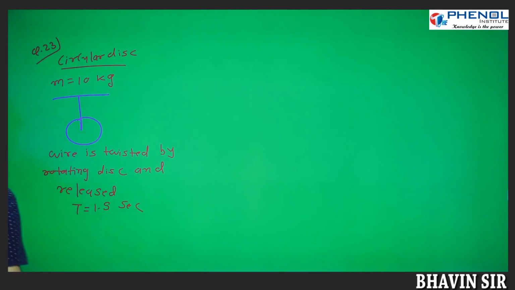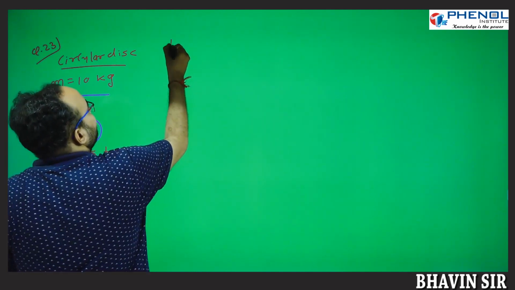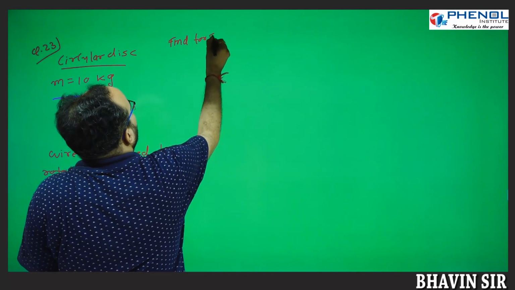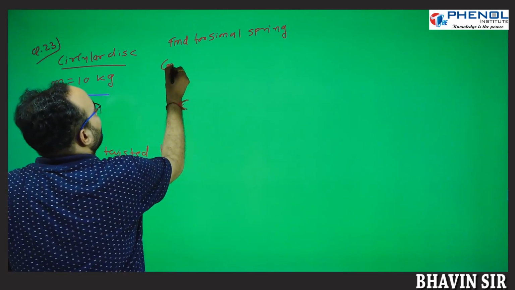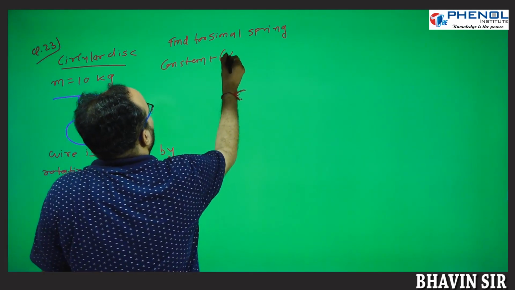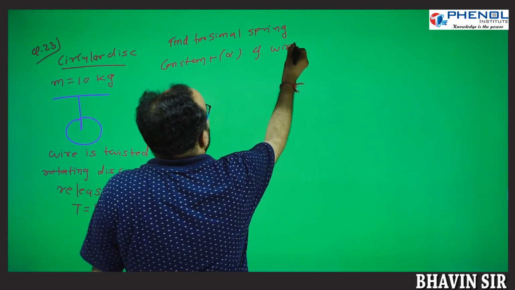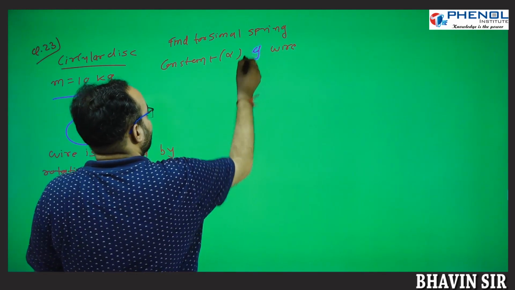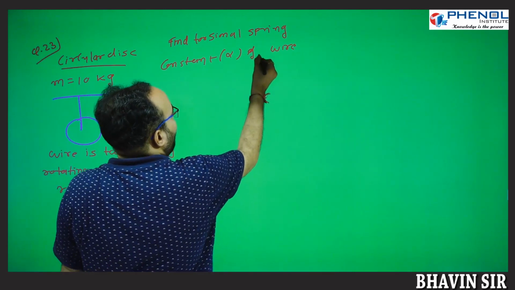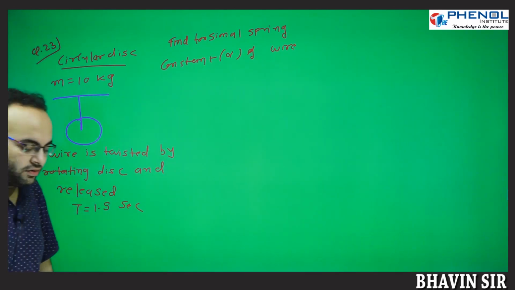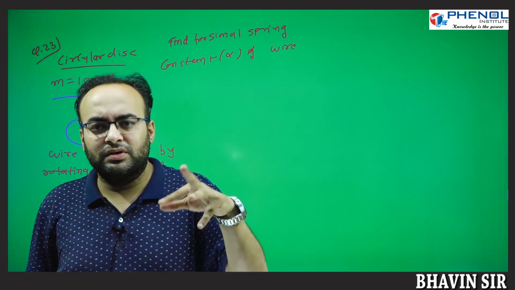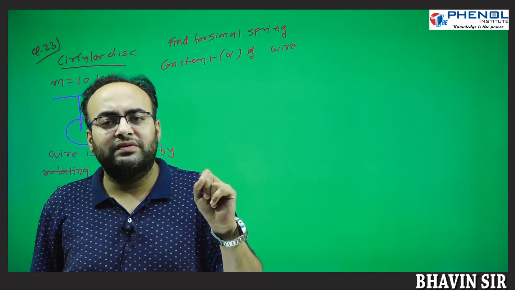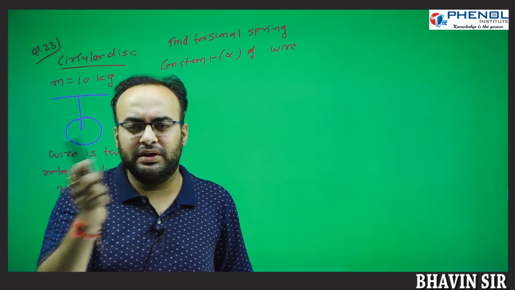And what is the time period? 1.5 second. Find the torsional spring constant of the wire. So clear, we want to find the torsional spring constant of the wire. When the disc is rotating, twist is produced in the wire, and when released, it performs angular SHM.